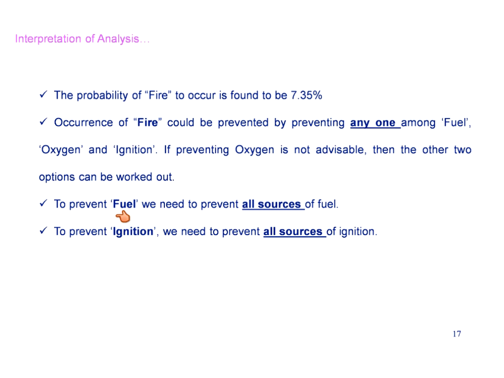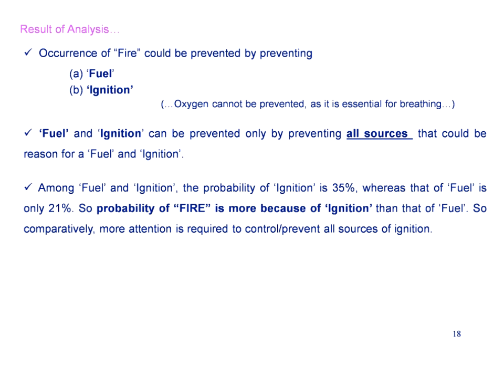Then the other two options can be worked out. What are the other two options? One is to prevent fuel. We need to prevent all sources of fuel. Okay. Then to prevent ignition, we need to prevent all sources of ignition. Yes, because it is an AND gate. Now here occurrence of fire could be prevented by preventing either fuel or ignition. Okay. So we can stop any one. If you compare these two, you see the fuel and ignition can be prevented only by preventing all sources. If you want to prevent fuel, you want to prevent solid fuel, liquid fuel, and gas fuel, all. If you want to stop ignition, you want to stop all. What are they? Flames, spark, and misuse, all.